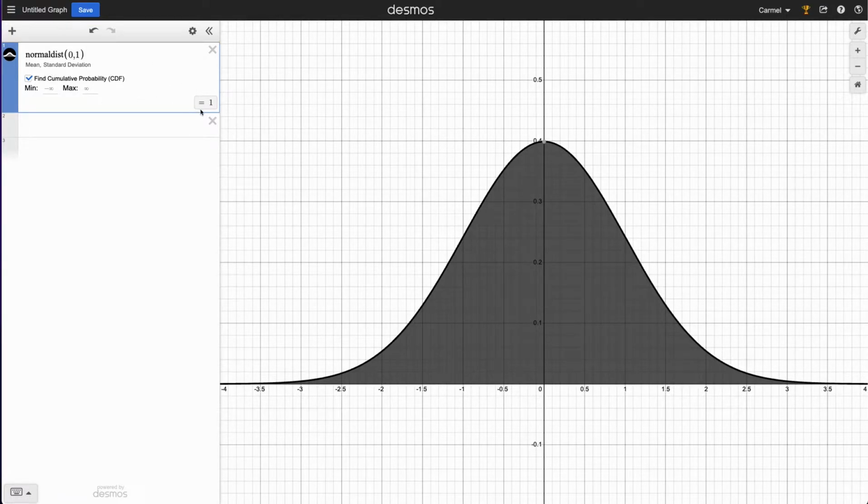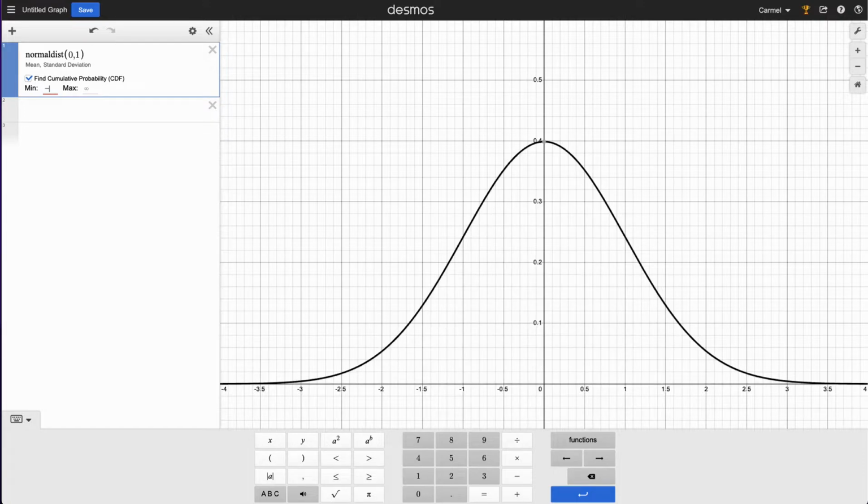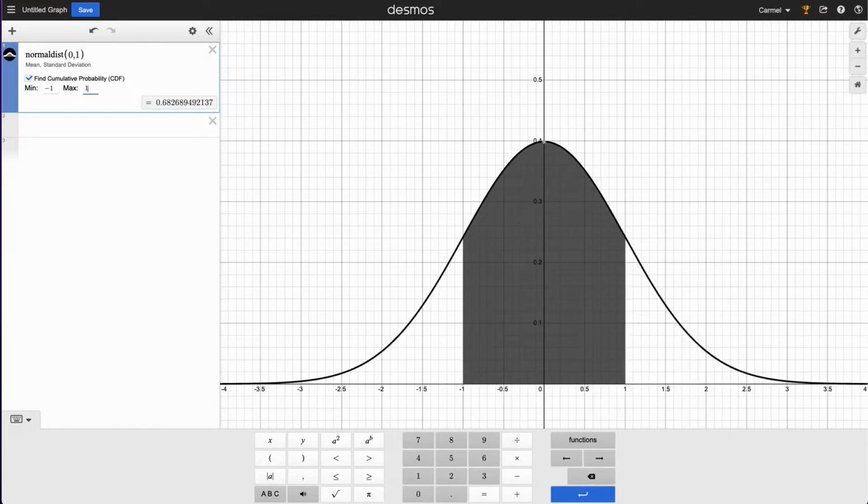So this is giving you the probability of 1 or 100% if the minimum is negative infinity and the max is positive infinity, meaning all values. So what's the probability of getting any value on the real number line? That is 100%. Let's do a couple of these. I can just type in -1 to 1, and look, we get 68. This is one standard deviation on both sides of the mean, and as we know, that should be about 68%.